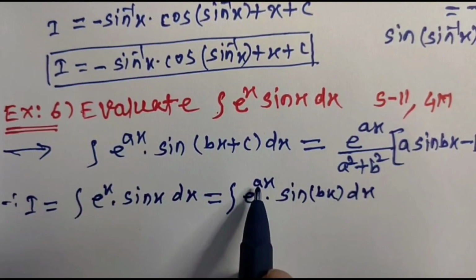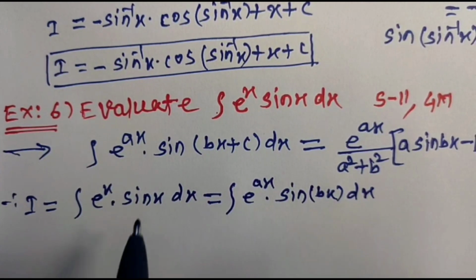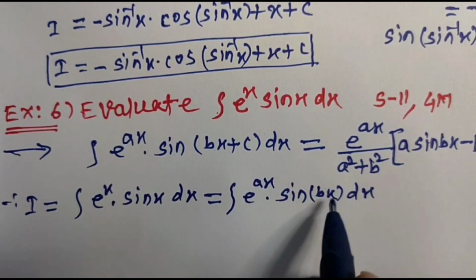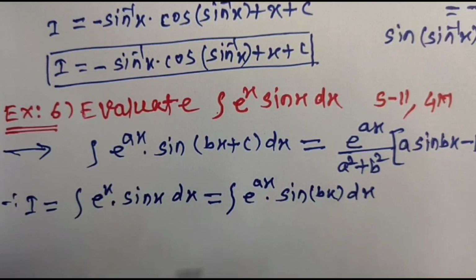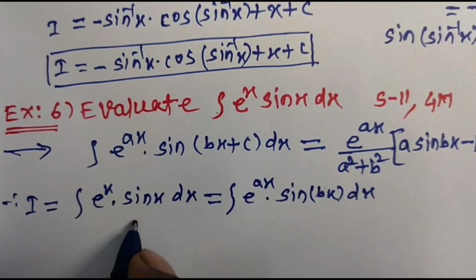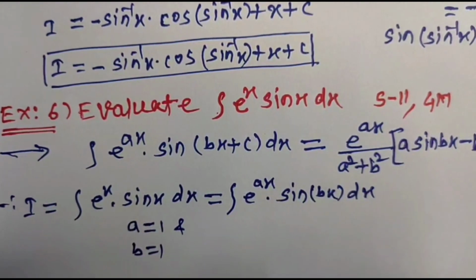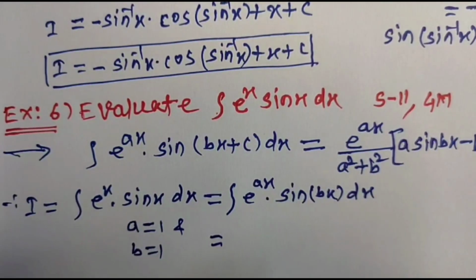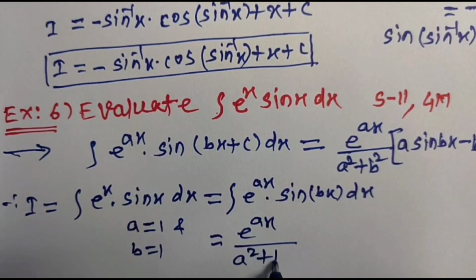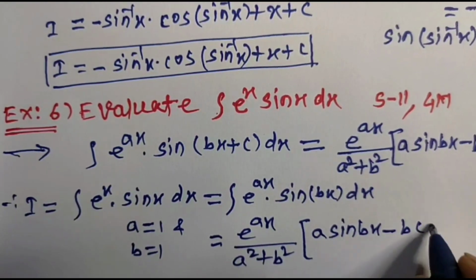Here a is nothing but the coefficient of x in the power of e. Here the power of e is x, so the coefficient of x will be 1. And b is the coefficient of x in sine of bx, and here the coefficient of x is 1. So comparing this integral with this integral, we can find a is equal to 1 and b is equal to 1. Okay. Now using the above formula, we can write e to the power ax divided by a square plus b square into bracket a sin bx minus b cos bx.